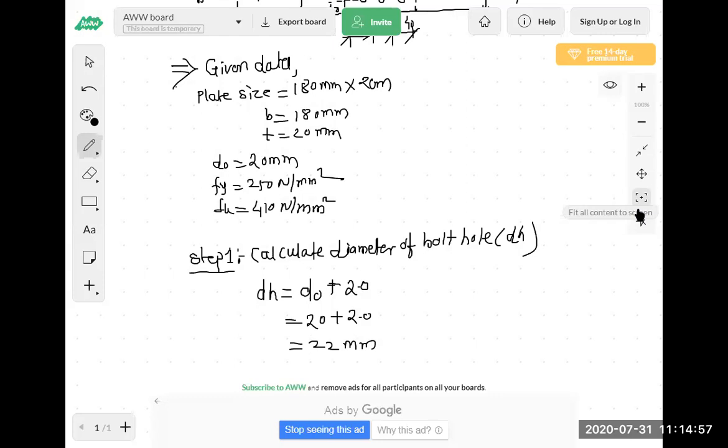Step number 1 is diameter of bolt hole. So diameter of bolt hole depends upon the diameter of bolt only. So here we can calculate the diameter of bolt hole D naught plus by adding 2. So if we add 20 plus 2, 22 is the diameter of bolt hole.